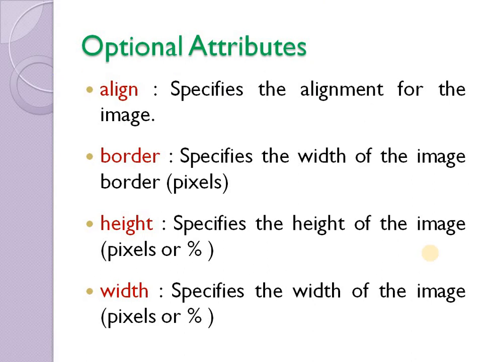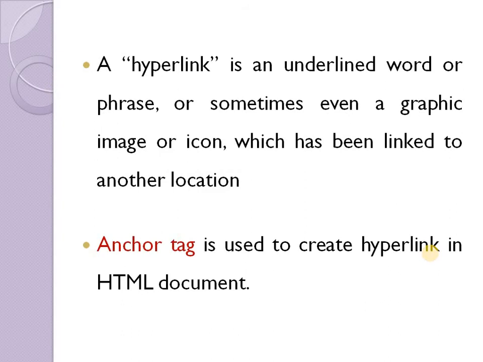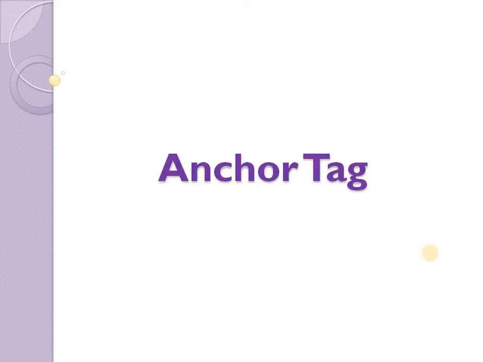Now we will discuss hyperlinks. What is a hyperlink? A hyperlink is an underlined word or phrase, or sometimes even a graphic, image or icon which has been linked to another location. In a simple one-line definition, we can say a hyperlink is a link which helps us to redirect from one section to another section. To create hyperlinks, we have anchor tags in HTML, and with the help of anchor tags we can create hyperlinks in our HTML documents.